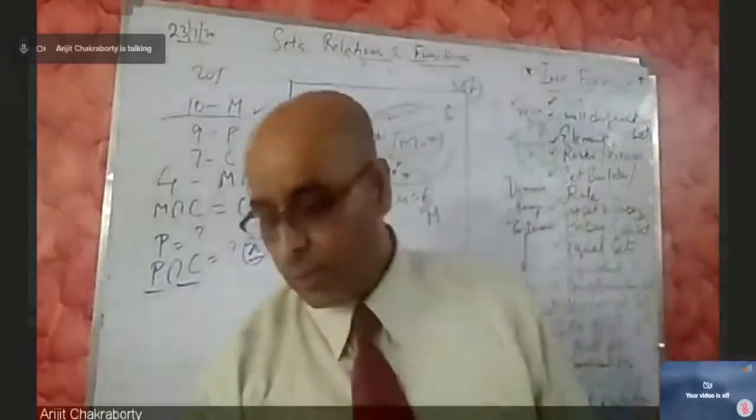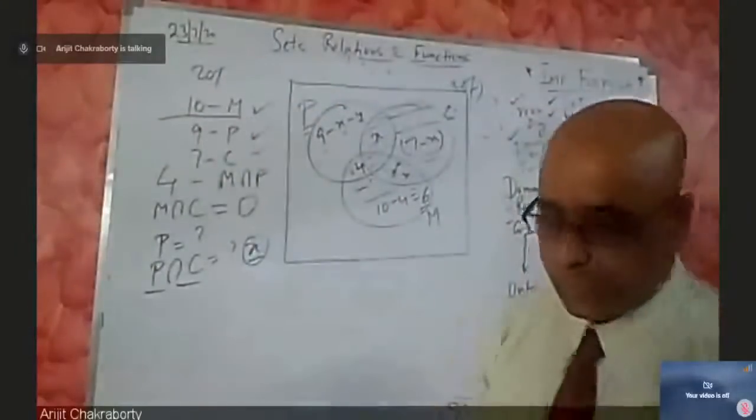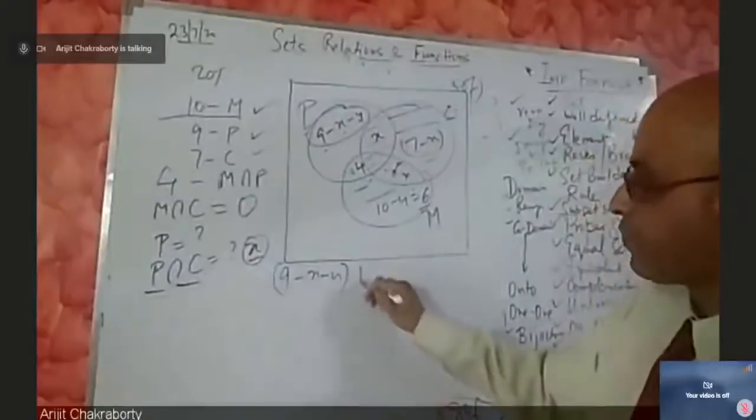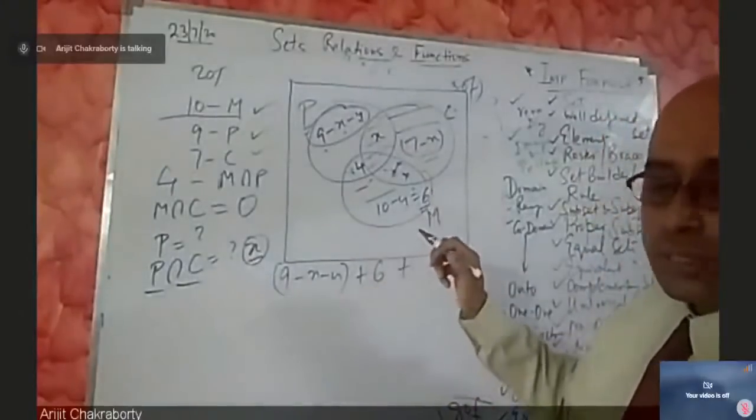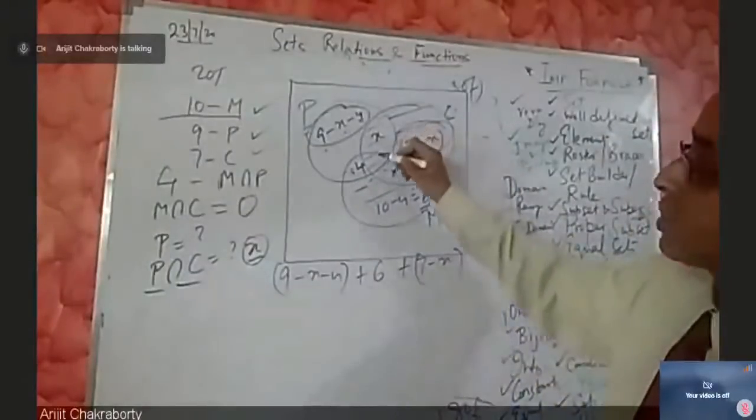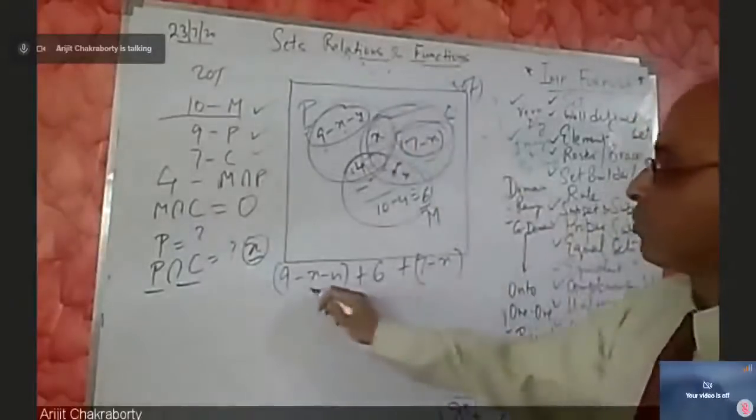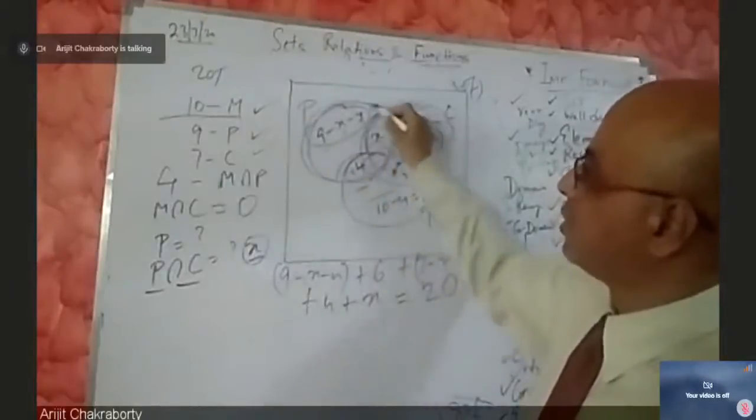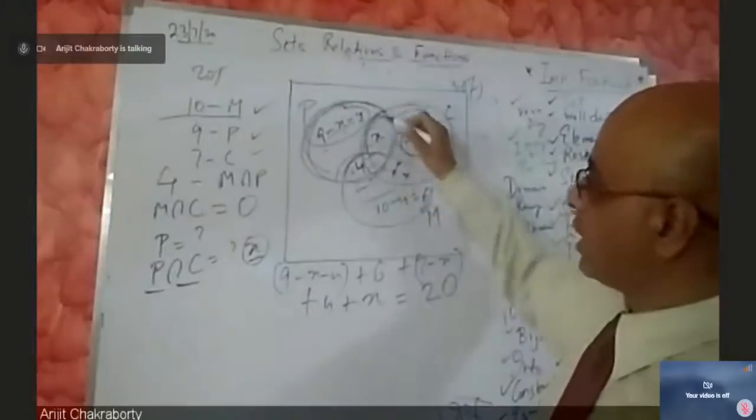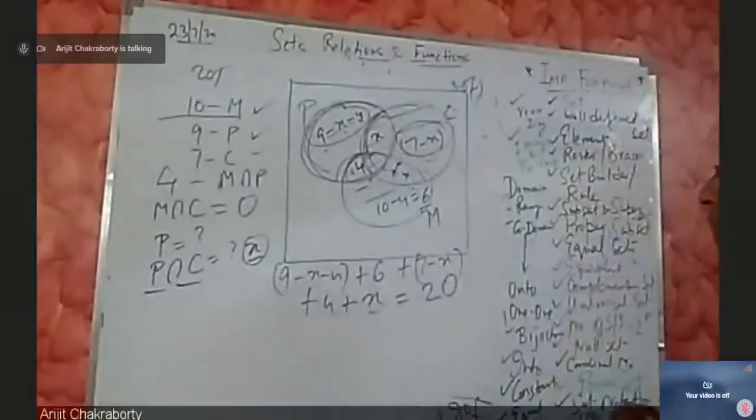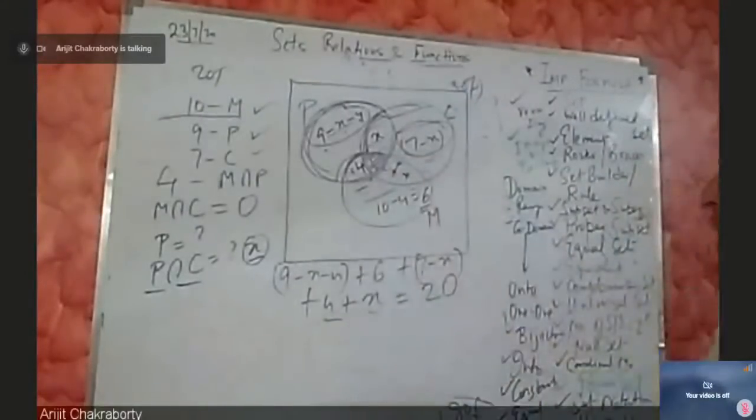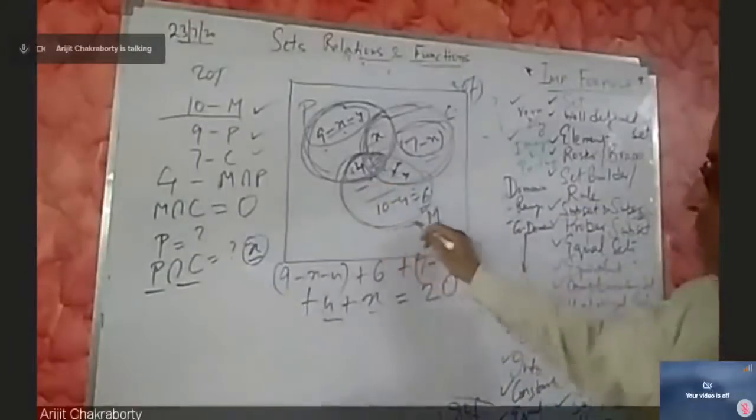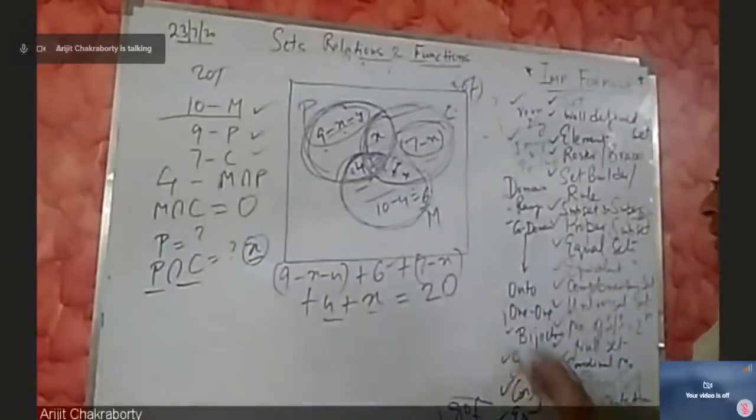So, if altogether we have 20 teachers, the equation is like this: 9 minus x minus 4, plus 6, plus 7 minus x, plus the common part which is 4, plus x. This becomes 20. Nobody is in the chemistry and mathematics part, it is given. Now let us solve for x.